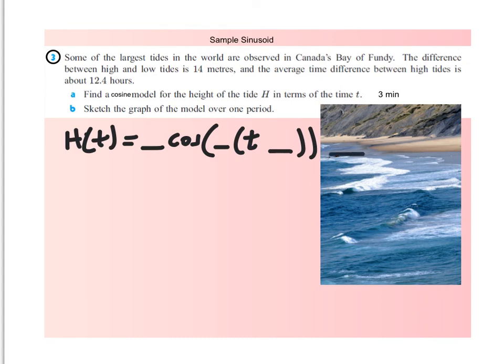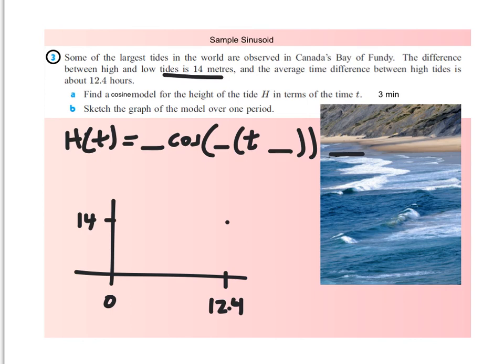Okay, so if the high and low tides differ by 14 meters, and the difference between high tides is about 12 hours, we could do a basic version of this and say at time 0, let's say that the height of the high tide is 14, and at time 12.4, the height of the high tide is again 14. If the difference between the high and low tides is 14 meters, then at time 6.2, halfway in between, it would have to be 0. So let's say the low tide is 0. Let's say the two high tides are 14.